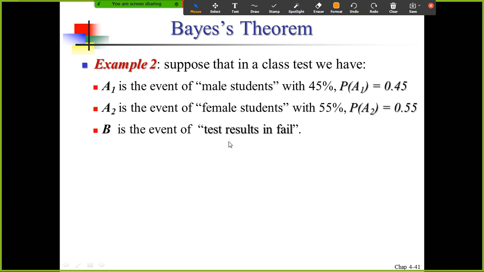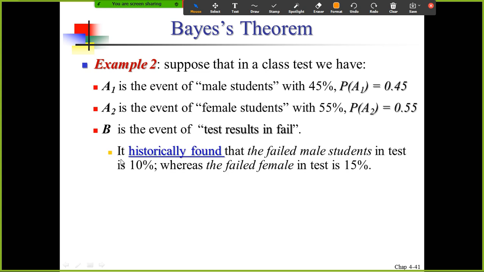B is the event of the test result being fail. How about pass? We don't care about pass, because the question asks about fail. So B just represents the fail test result.